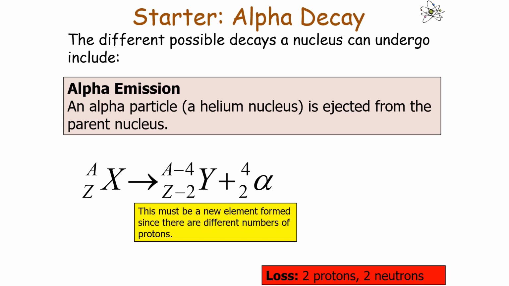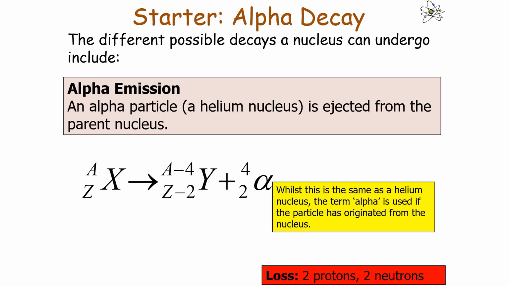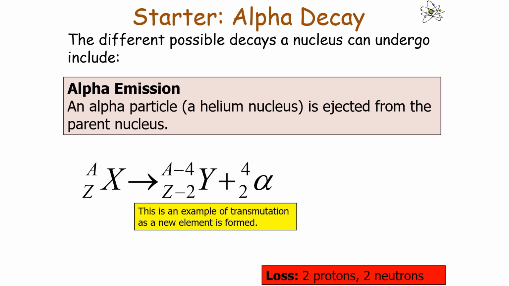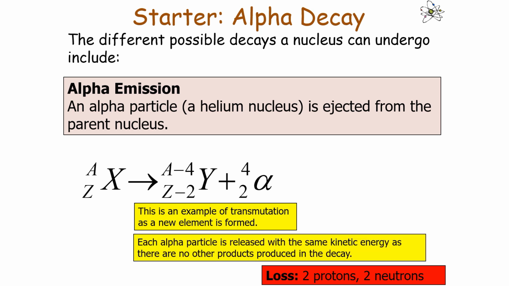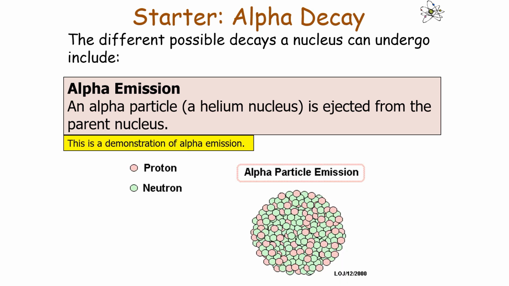Now, this must mean there's a new element formed, since there are a different number of protons in the main nucleus. Now, whilst alpha is the same as a helium nucleus, the term alpha is used if that particle originates from the nucleus of an atom. Now, because we're forming a new element in alpha emission, it is an example of transmutation. And like mentioned before, the element formed in alpha decay is 2 places lower on the periodic table than the parent element. Now, each alpha particle is released with the same kinetic energy as no other products are produced in the decay. So here's a demonstration of alpha emission.